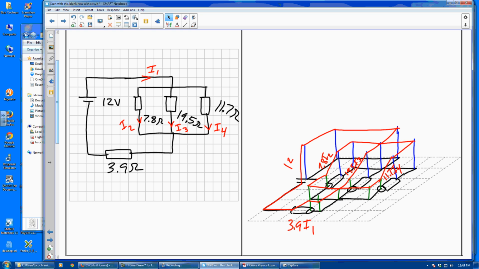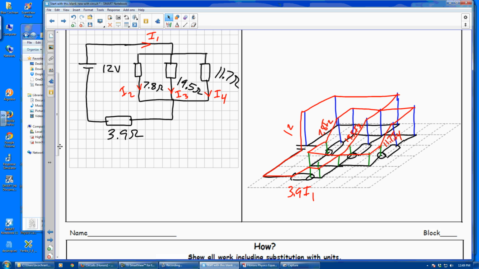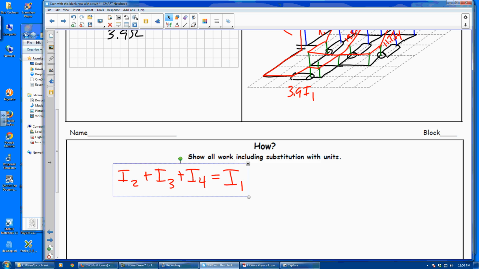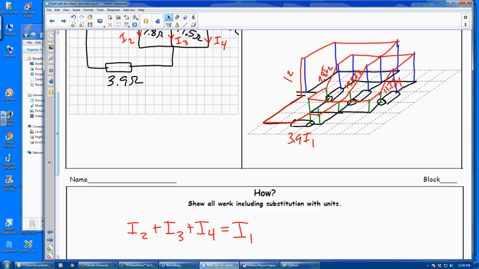How many junctions in the circuit? 2. So how many junction equations? Just 1, because that's the uniqueness, right? So the junction equation, I'm just going to start my how below this. Let's see, I'm going to do the bottom junction here. So into the junction I have I2 and I3 and I4 going into it, and then coming out of it I have I1. And what I'm going to do is grab that and then move it down below. I just wanted to be able to see it while I was doing this. That's the first of my equations. How many loops could I go through on this circuit?